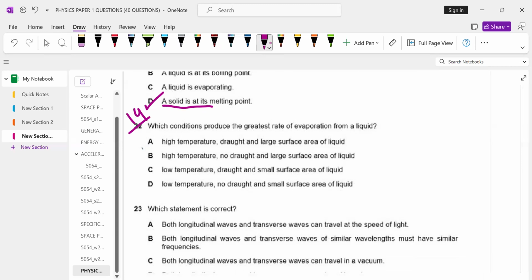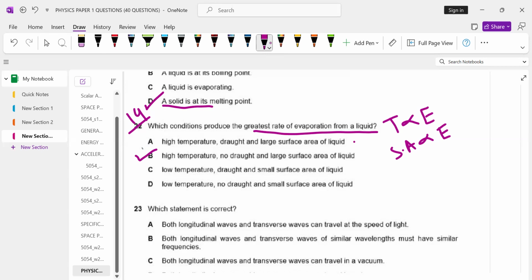Question 14 says, which condition produces the greatest rate of evaporation from a liquid. So you should remember that temperature is directly proportional to the rate of evaporation. As the temperature increases, the rate of evaporation increases. And surface area is also directly proportional to evaporation. When the surface area increases, the rate of evaporation increases. Let's read out the options: high temperature, draught, and large surface area. Okay, high temperature, no draught, and large surface area.